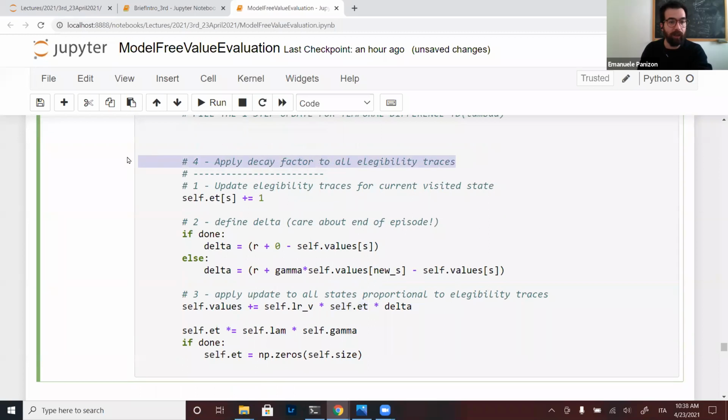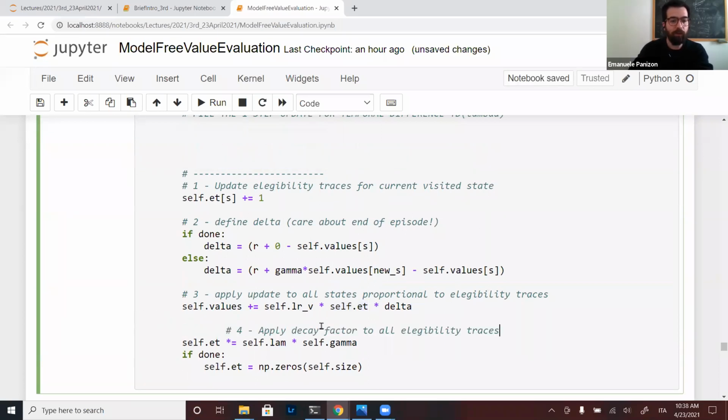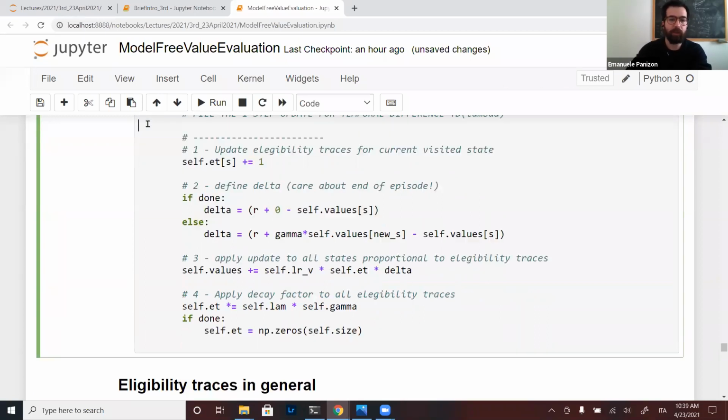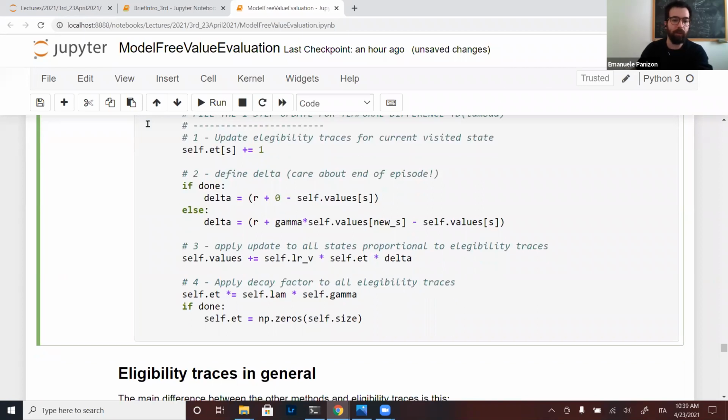And then the last thing I do, I apply the decay factor, and if the episode is finished, then all the eligibility traces go back to 0. Okay.